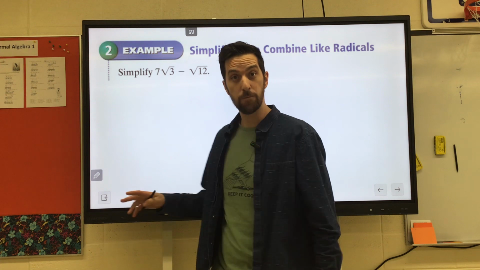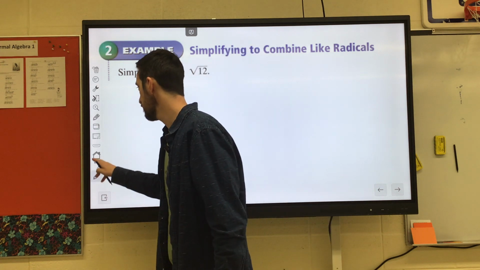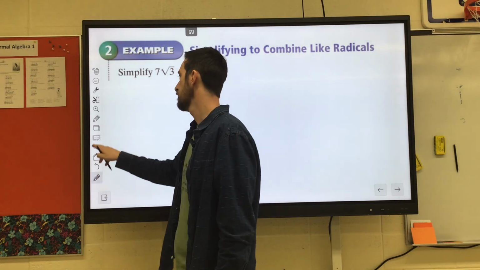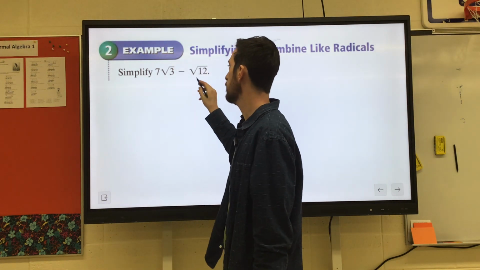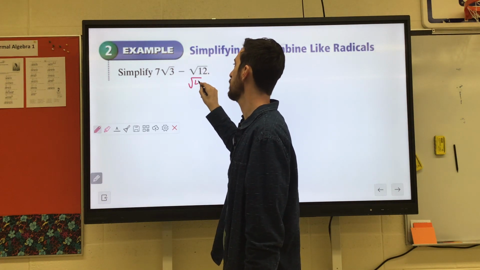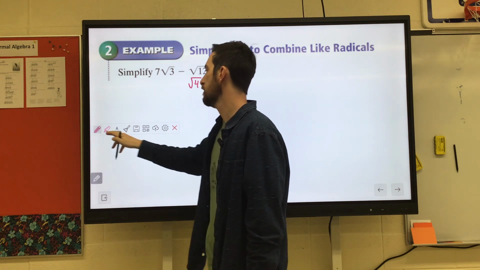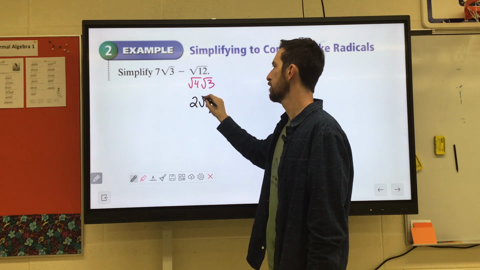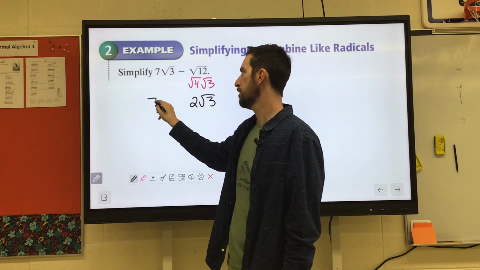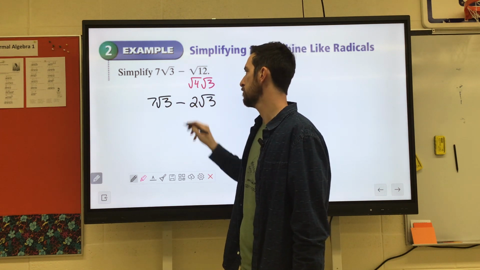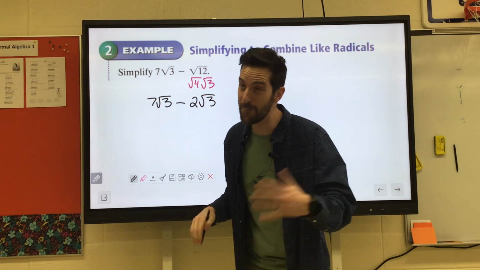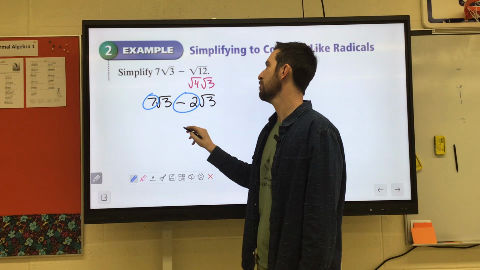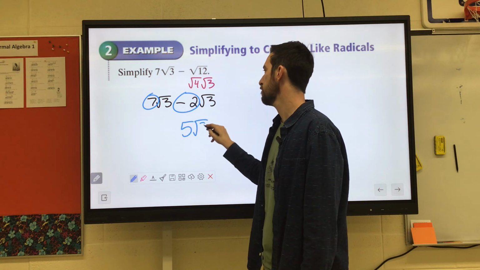Unless... any perfect squares in 12? Yeah. Oh, goodness. 12 is the square root of 4 times the square root of 3. And the square root of 4 is 2. So now it's become 7 root 3 minus 2 root 3. Oh, now they're both root 3's. So 7 minus 2 is 5 root 3.